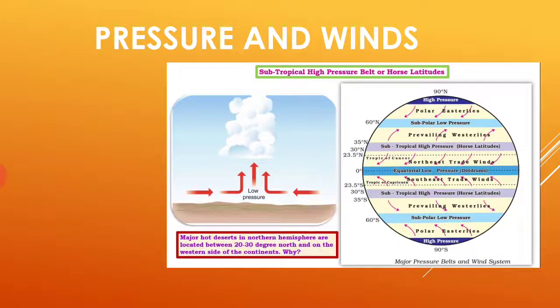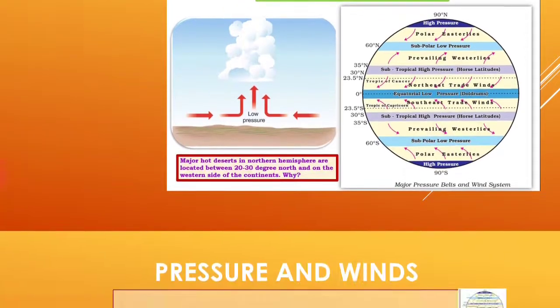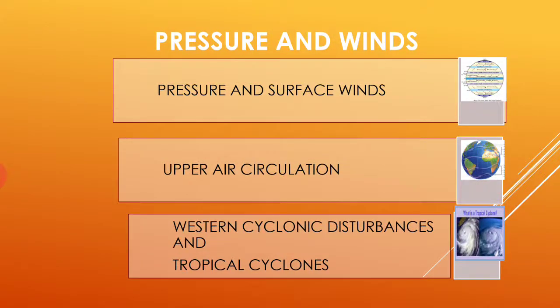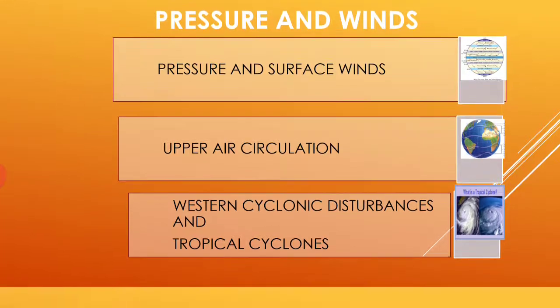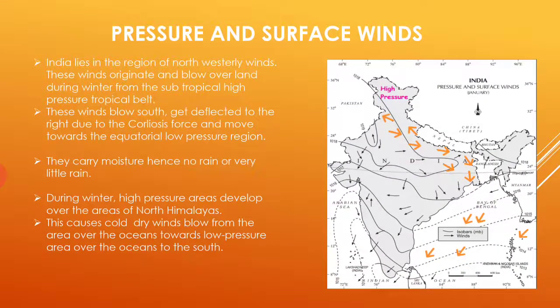Now, pressure and winds. Pressure and wind is further divided into parts. First, pressure and surface winds, then upper air circulation, then western cyclonic disturbances and tropical cyclones. So first of all, we talk about pressure and surface wind.